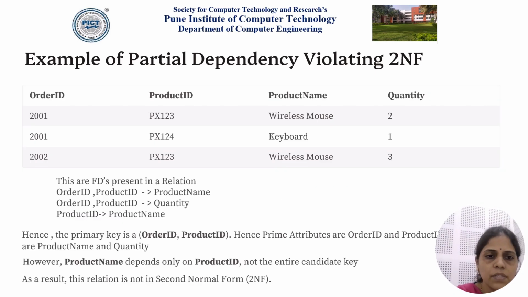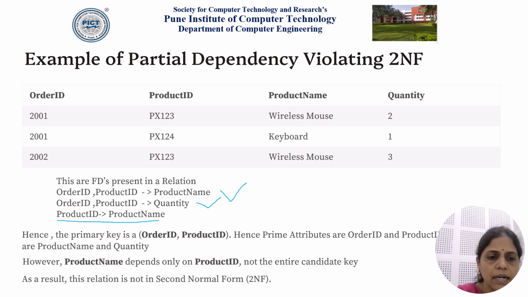So if you observe this relation, I can easily find out the functional dependencies present in this particular relation. The very first is order ID and product ID identifies product name and quantity. This is one functional dependency present. Another functional dependency I can observe is product ID identifies product name, because for a unique product ID I do have a unique product name.